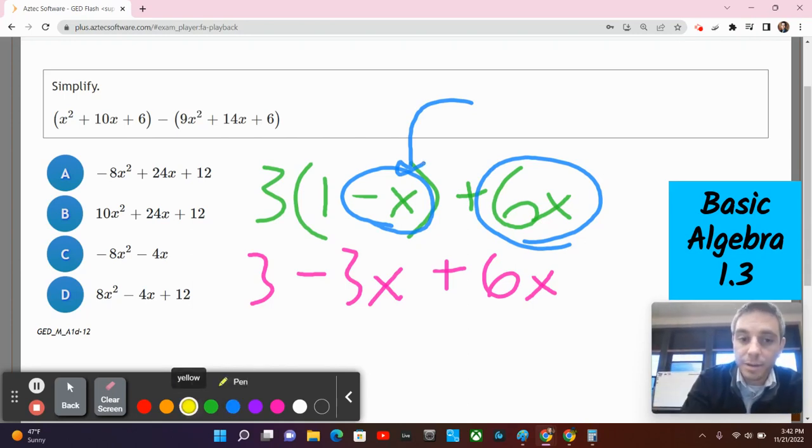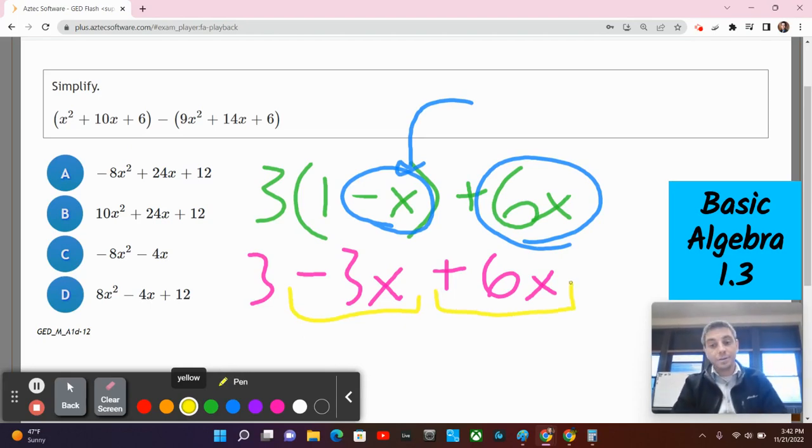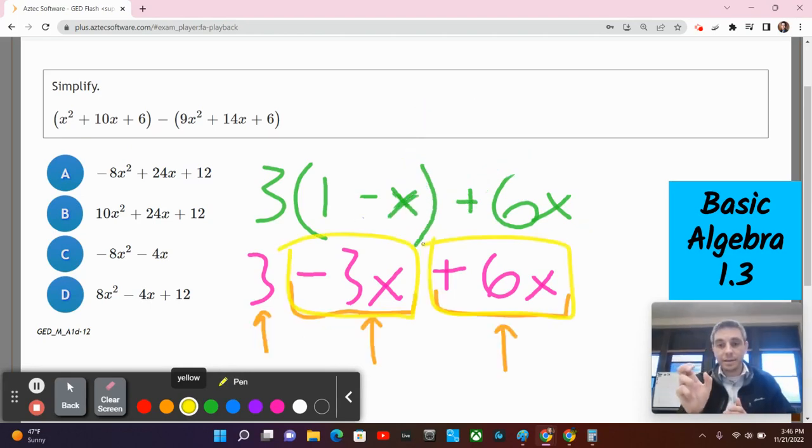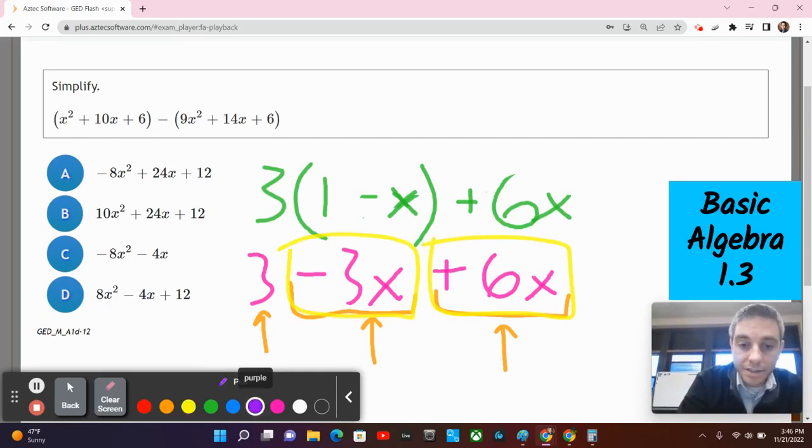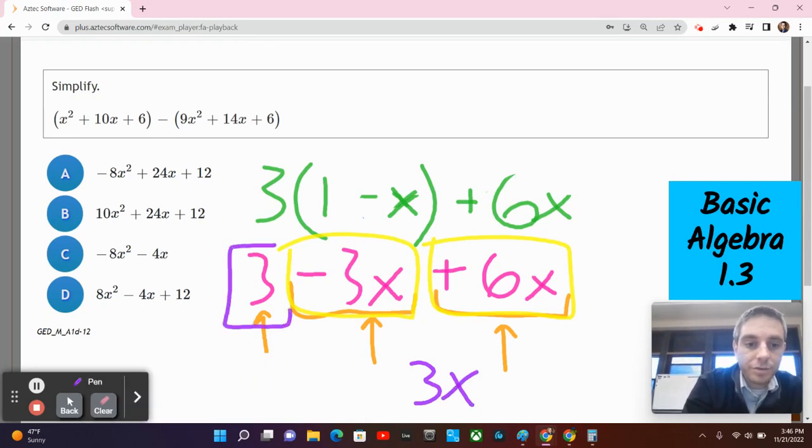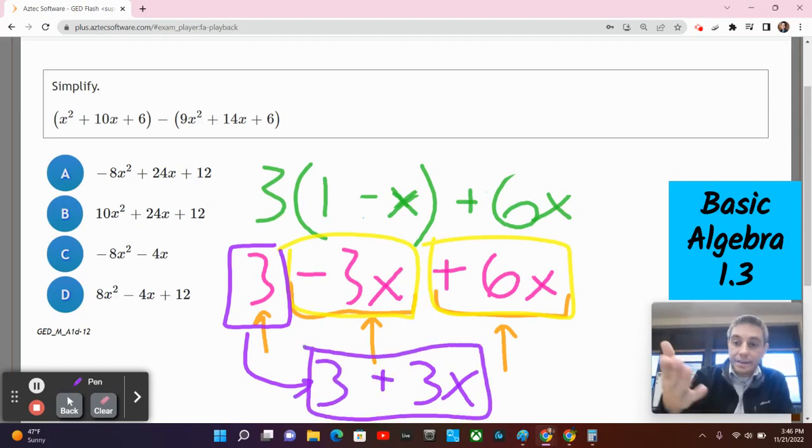You want to match up groups of numbers which have the same letter in it. So negative 3 plus 6 will come out to be positive 3x. And this plain old number 3, which was there all along, comes down as well. And then that's it. You leave your answer just like that, which is a little bit strange.